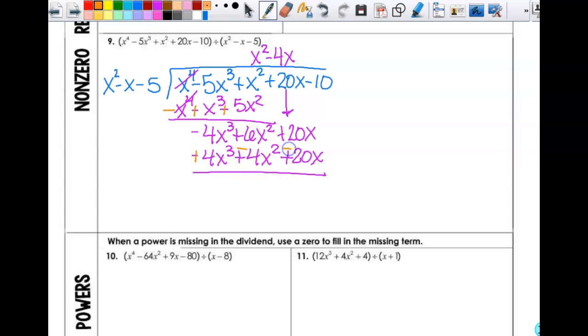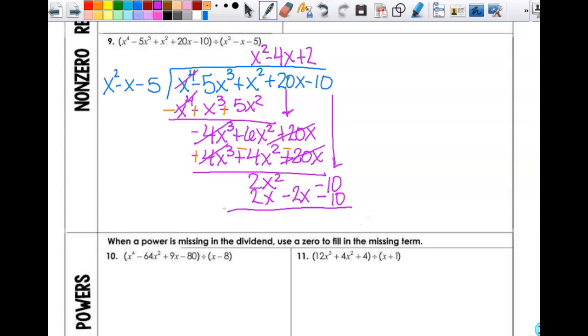Change my signs. These zero out. I get 2x squared. These zero out, and I got to bring down my negative 10. So x squared goes into 2x squared a positive 2 times. So I get 2x squared minus 2x minus 10.